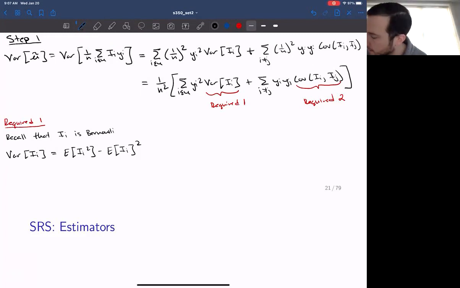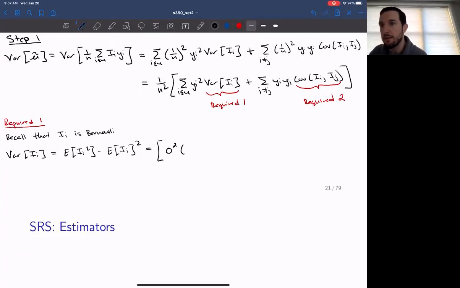So we can write the second term as 0 squared, so that's the first value the indicator can take on, multiplied by the probability that the observation is not in the sample. So that'll be 1 minus little n over capital N, which is the selection probability for that value, plus 1 squared multiplied by little n over capital N.